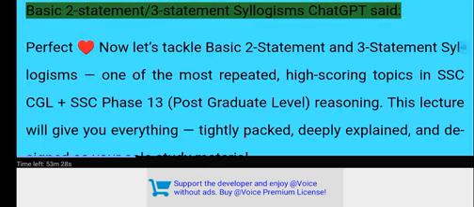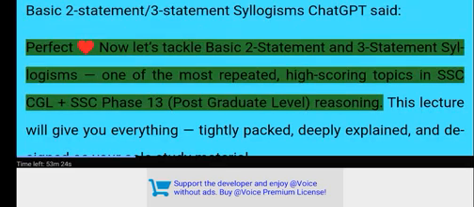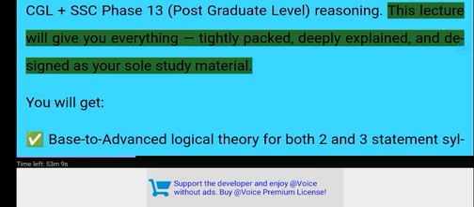You said: basic 2 statement, 3 statement syllogisms. ChatGPT said: Perfect. Now let's tackle basic 2 statement and 3 statement syllogisms, one of the most repeated, high scoring topics in SSC CGL plus SSC Phase 13 postgraduate level reasoning. This lecture will give you everything, tightly packed, deeply explained, and designed as your sole study material.